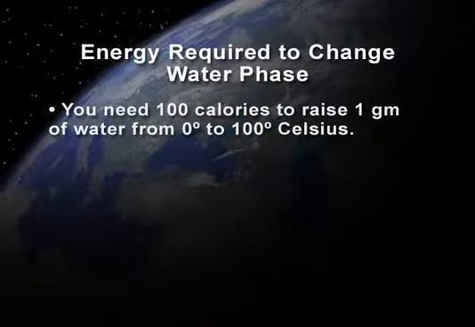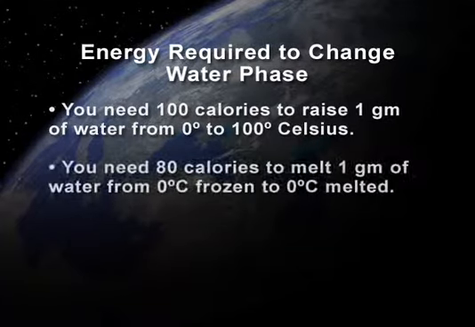And even more importantly, you need a tremendous amount of energy to get it to change its phase. In other words, you need 100 calories to raise 1 gram of water from 0 degrees to 100 degrees Celsius at standard pressure. That's the definition of a calorie. However, you need almost the same amount, 80 calories, in order to melt 1 gram of water from 0 degrees frozen to 0 degrees melted.